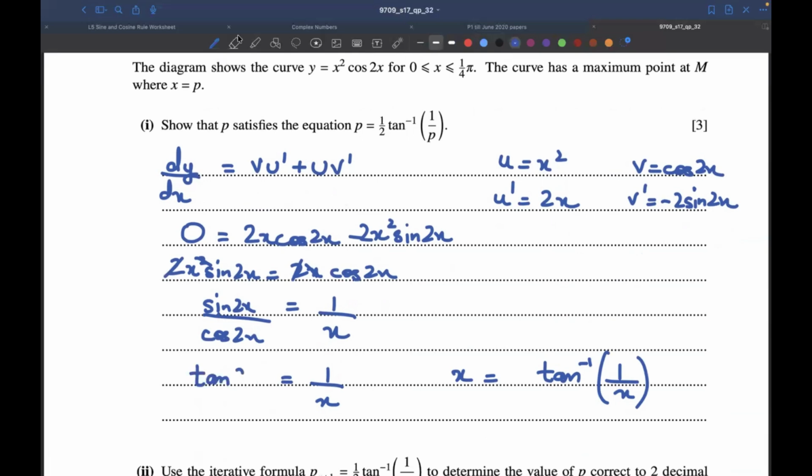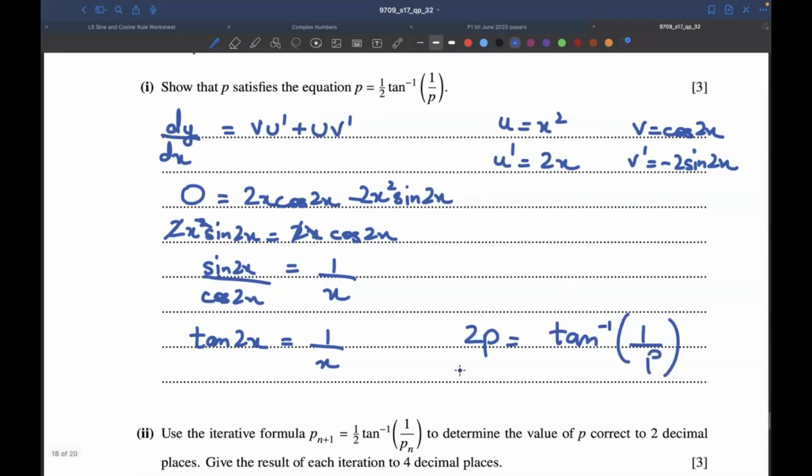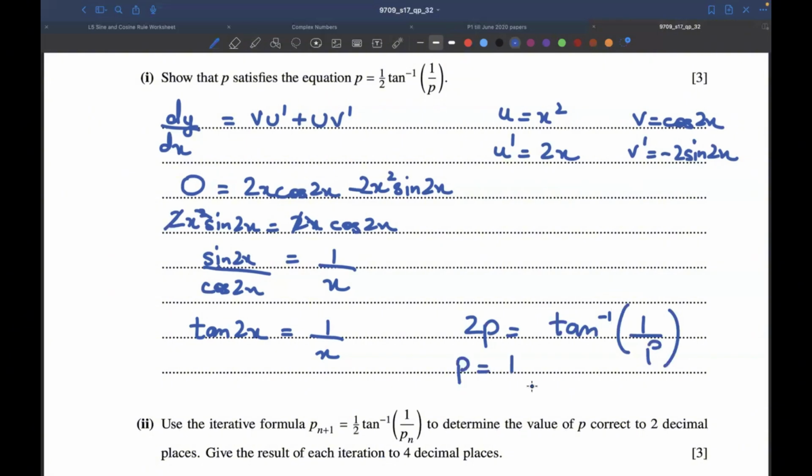In place of x, now we can write p as well. So we can now write it as 2p equals tan inverse of 1 upon p. And then finally, p will be equal to 1 upon 2 tan inverse of 1 upon p.